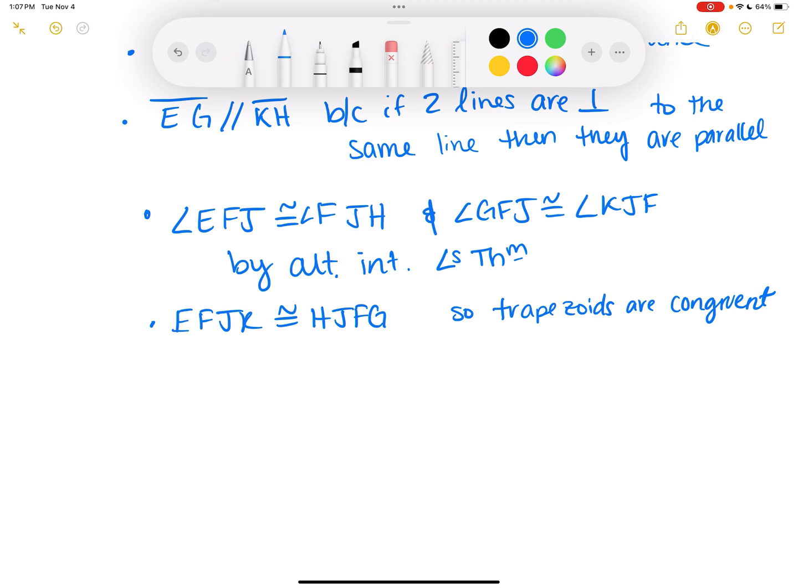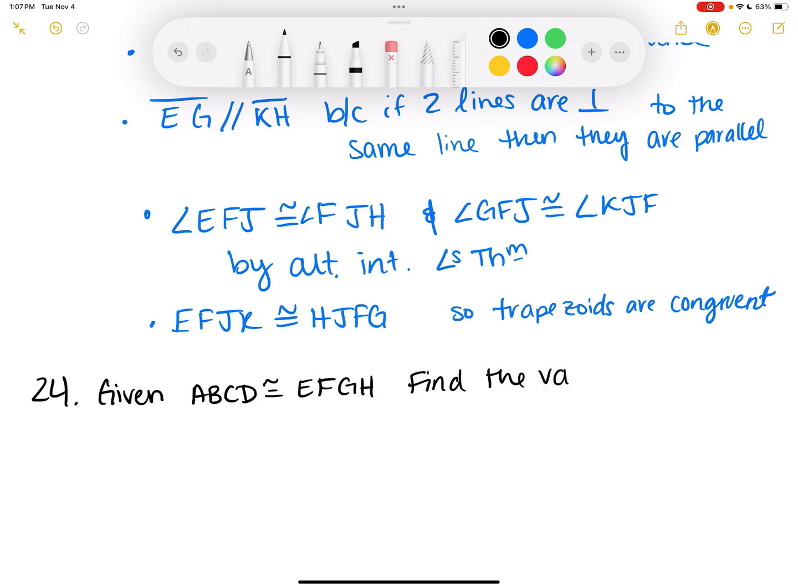All right. That was probably the hardest problem in this whole thing, so don't stress over it too much. Number 24. They give us shapes again and then some given information, and they want us to find the indicated values, aka x and y, or a and b, or whatever the problem's looking for. So 24, given ABCD is congruent to EFGH, so they're two trapezoids again. Find the values of x and y.